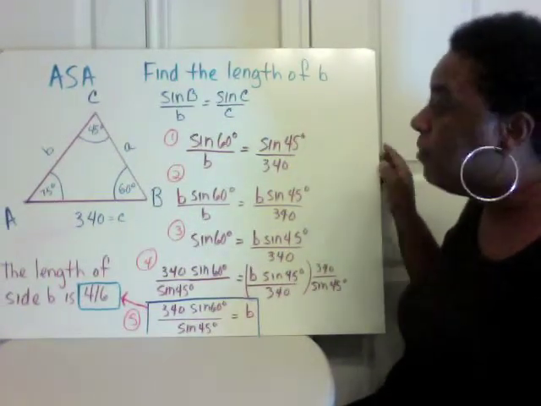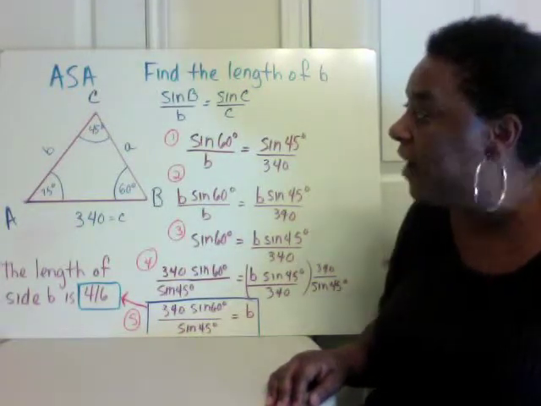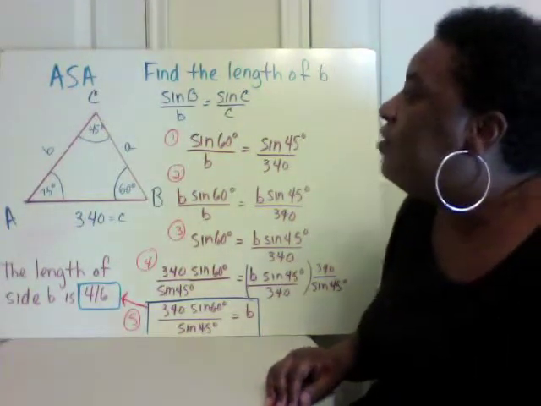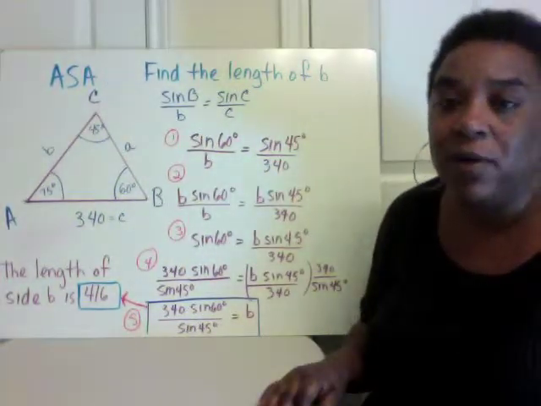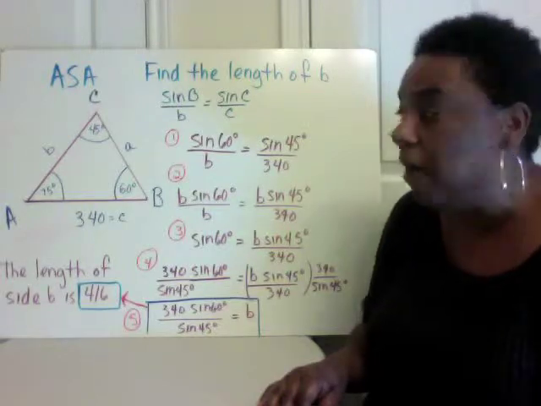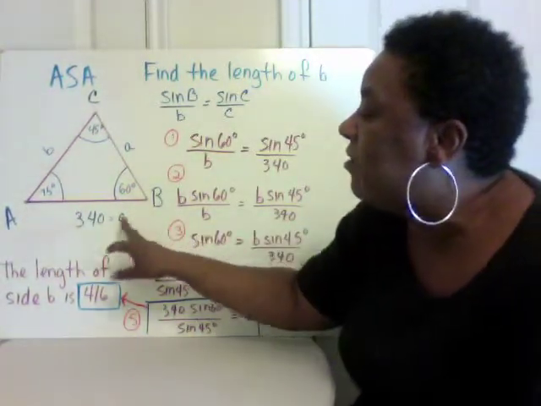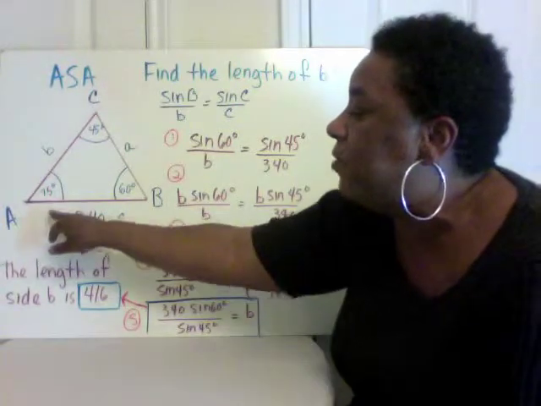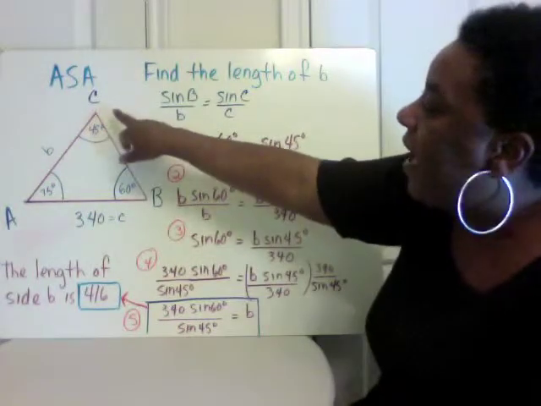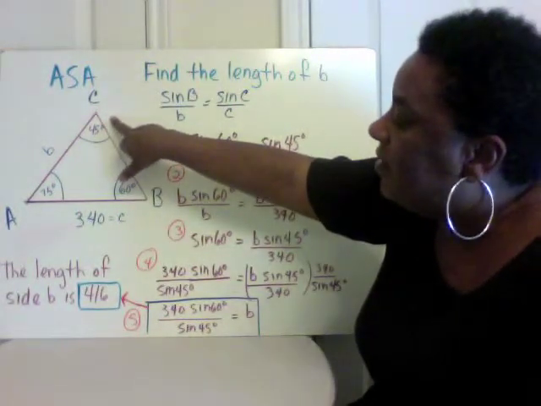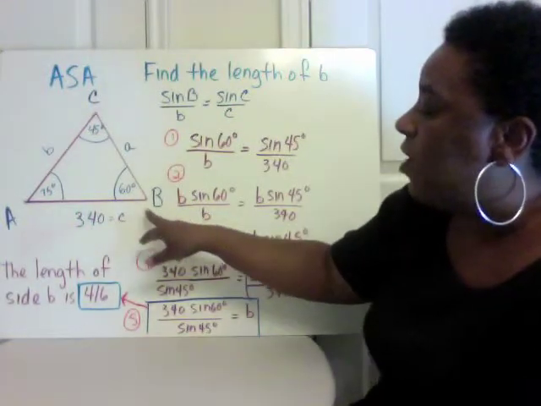So here is a problem where we want to find one of the sides of this triangle. Now we can use the angle side angle to justify our use of the law of sines for this problem because we are given the measure of two angles and then the length of a side in between those two angles.